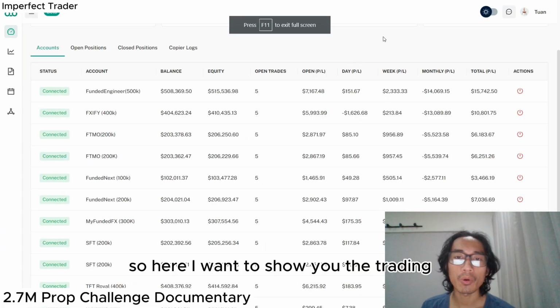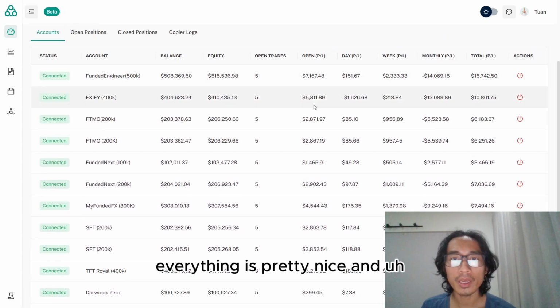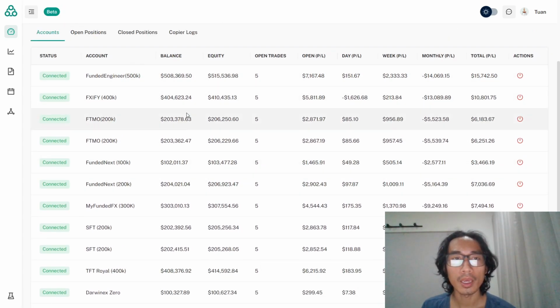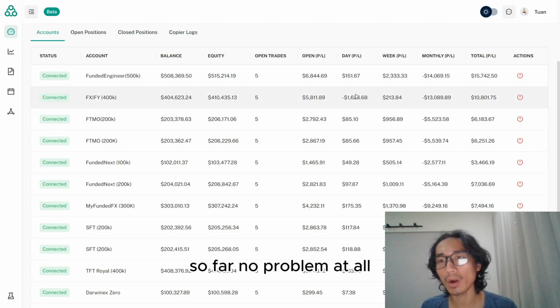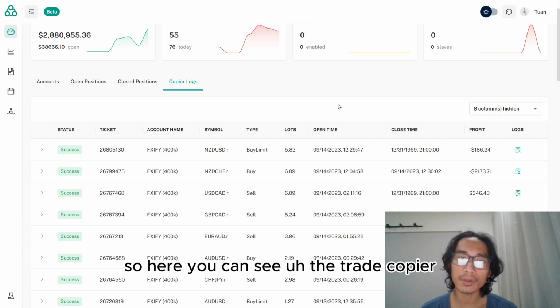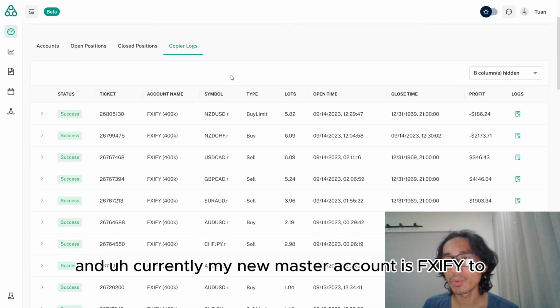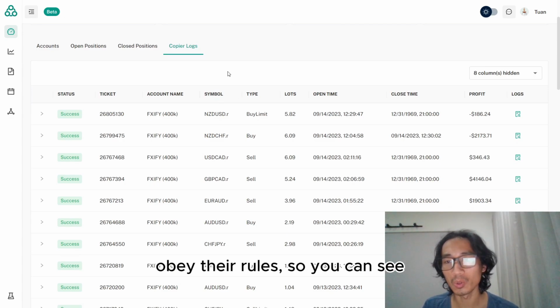So here I want to show you the trade copier. So far you can see everything is pretty nice, and so far no problem at all. So here you can see the trade copier logs, and currently my new master account is Xify to obey the rules.